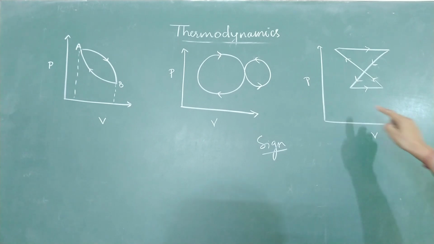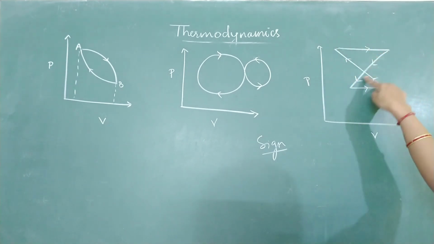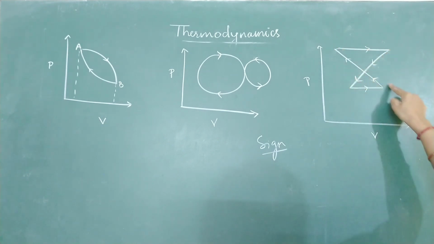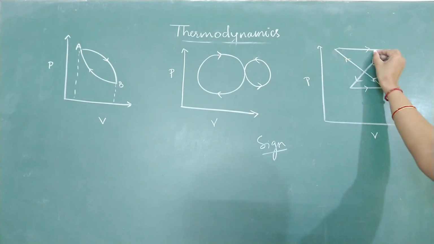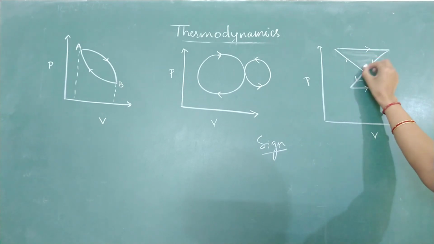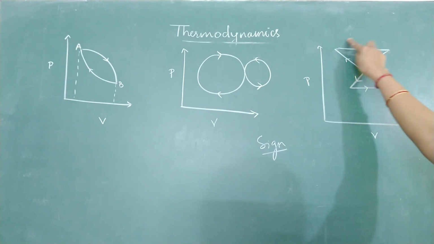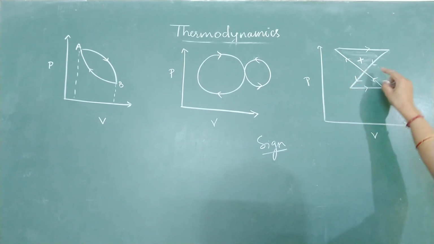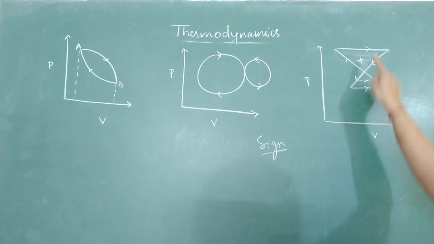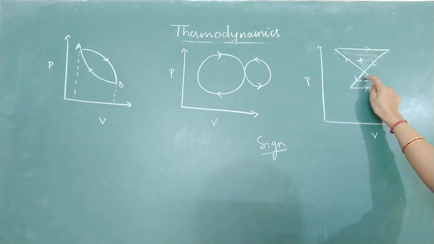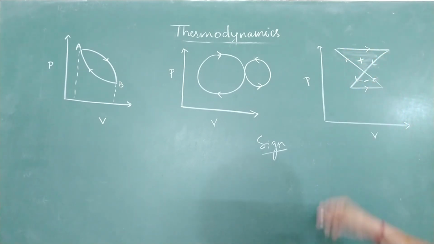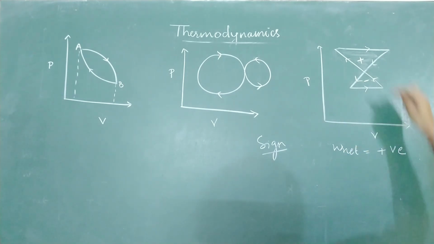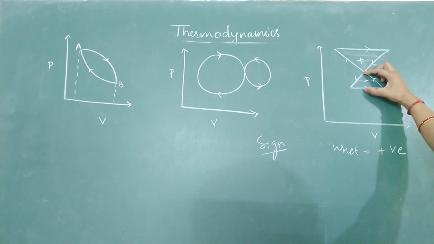Look at this question. It has 2 closed regions. If you start from this point, this is how the process is taking place. Now, just now I told you, any closed loop, if it is clockwise, we get positive work done. Anti-clockwise is negative work done. Positive area is more, negative area is less. So what should be the net work done in this case? Positive, because the positive area is greater than the negative.